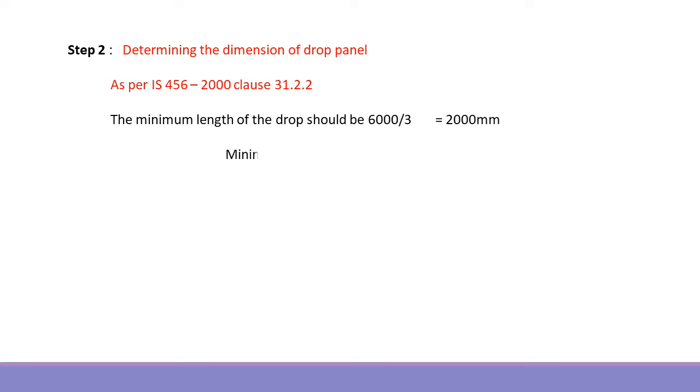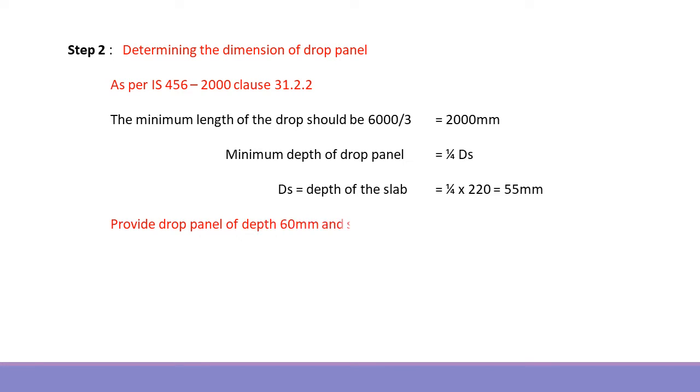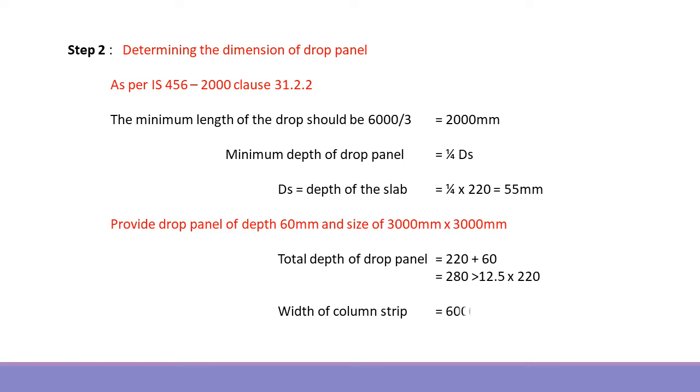Step number 2, determining the dimensions of the drop panel. As per IS 456 2000 clause number 31.2, the minimum length of the drop should be span by 3, that is L by 3. We know that the span value is 6000 mm. So 6000 divided by 3 is equal to 2000 mm or 2 meter.